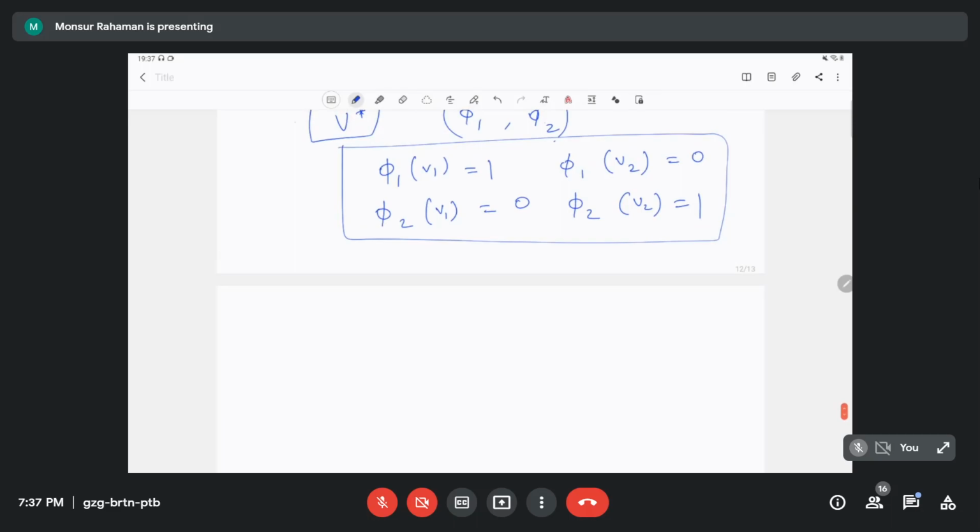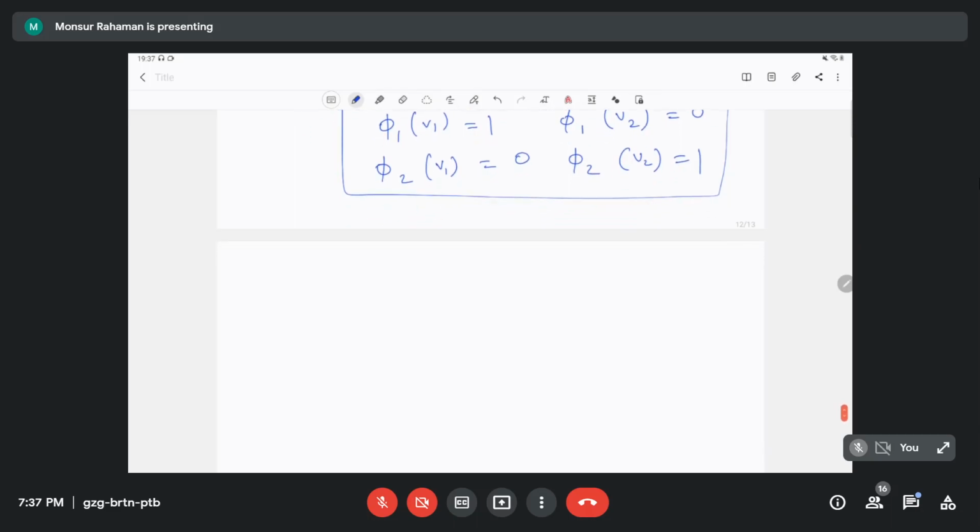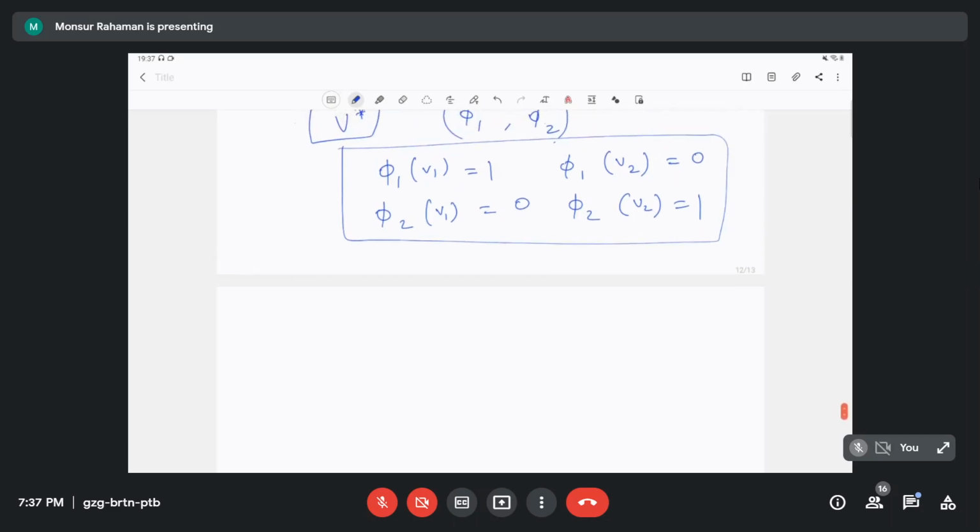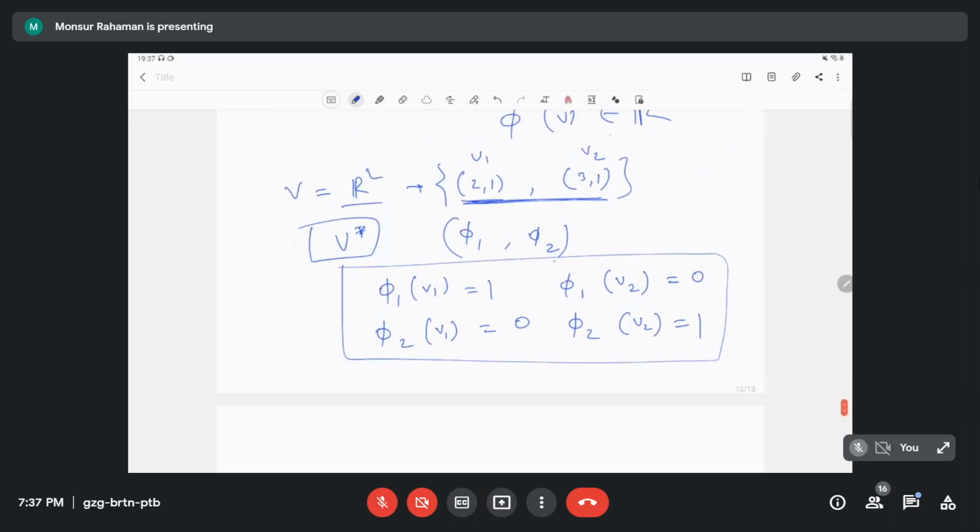No, this is not the way. You have to find this. This is the only result you know. From this you have to find phi 1 and phi 2. There we go, (2,1) and (3,1).